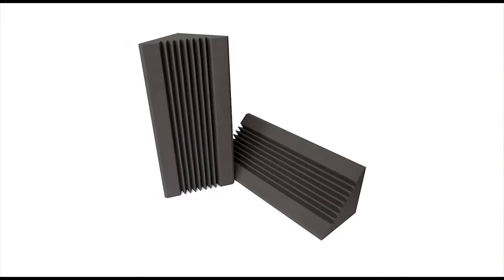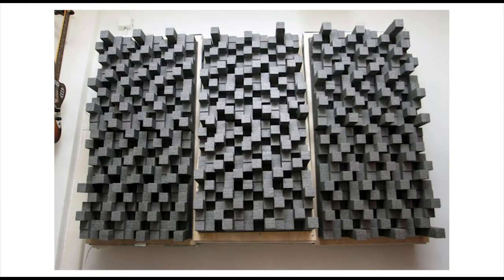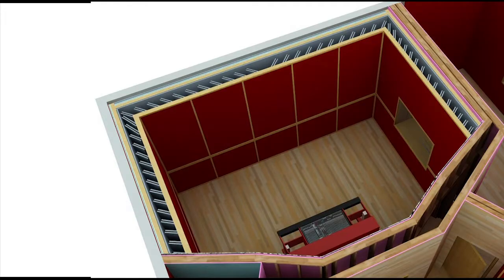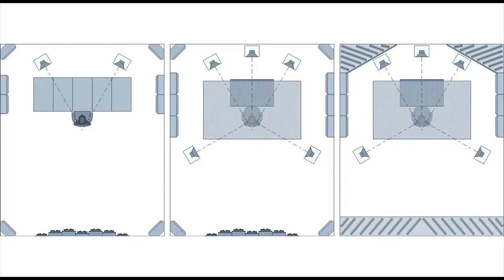Bass traps should be placed in the corners of the room, and the sound diffuser should be placed behind the mixing engineer. This is just to solve the frequency response issues. And the monitor speakers should be placed symmetrically, in an equilateral triangle with the mixing engineer.